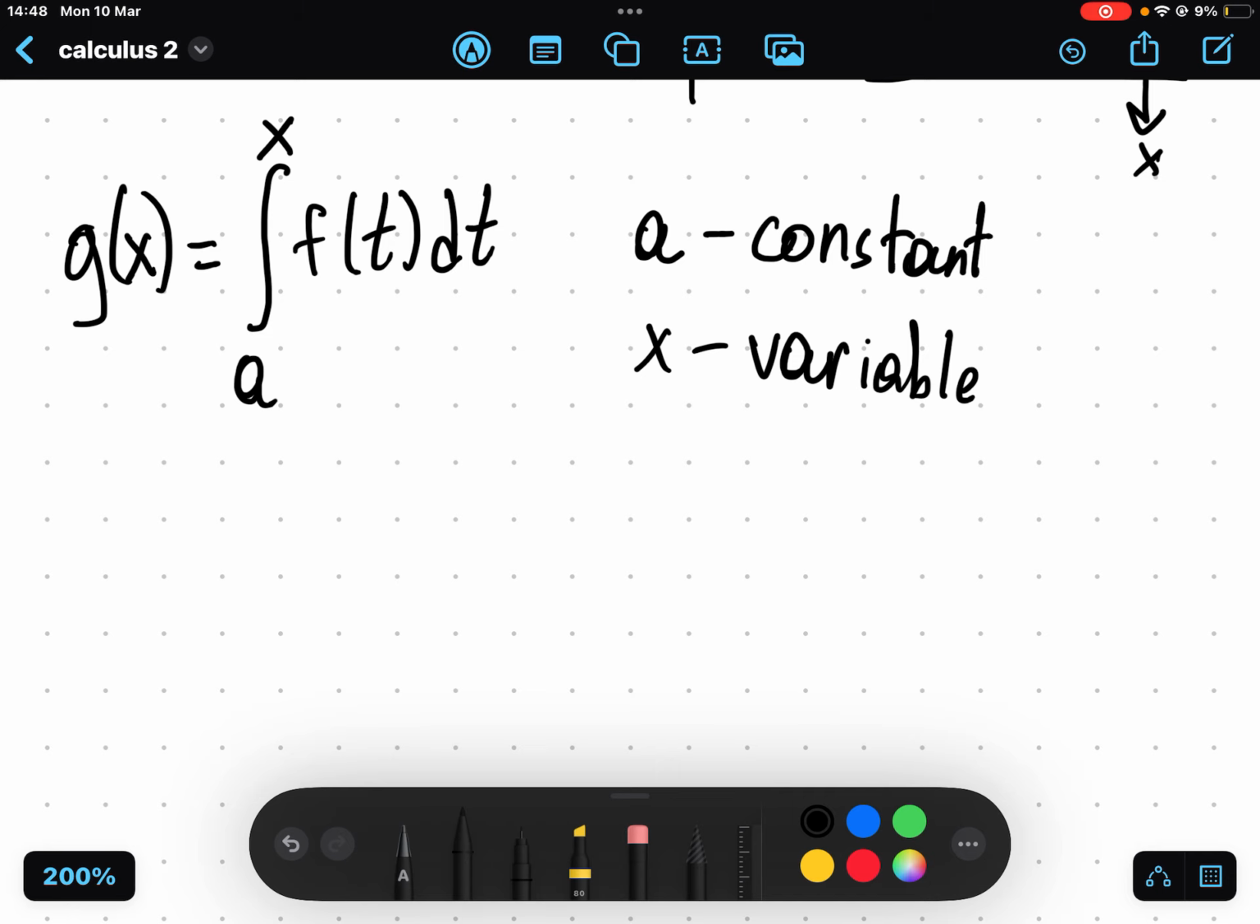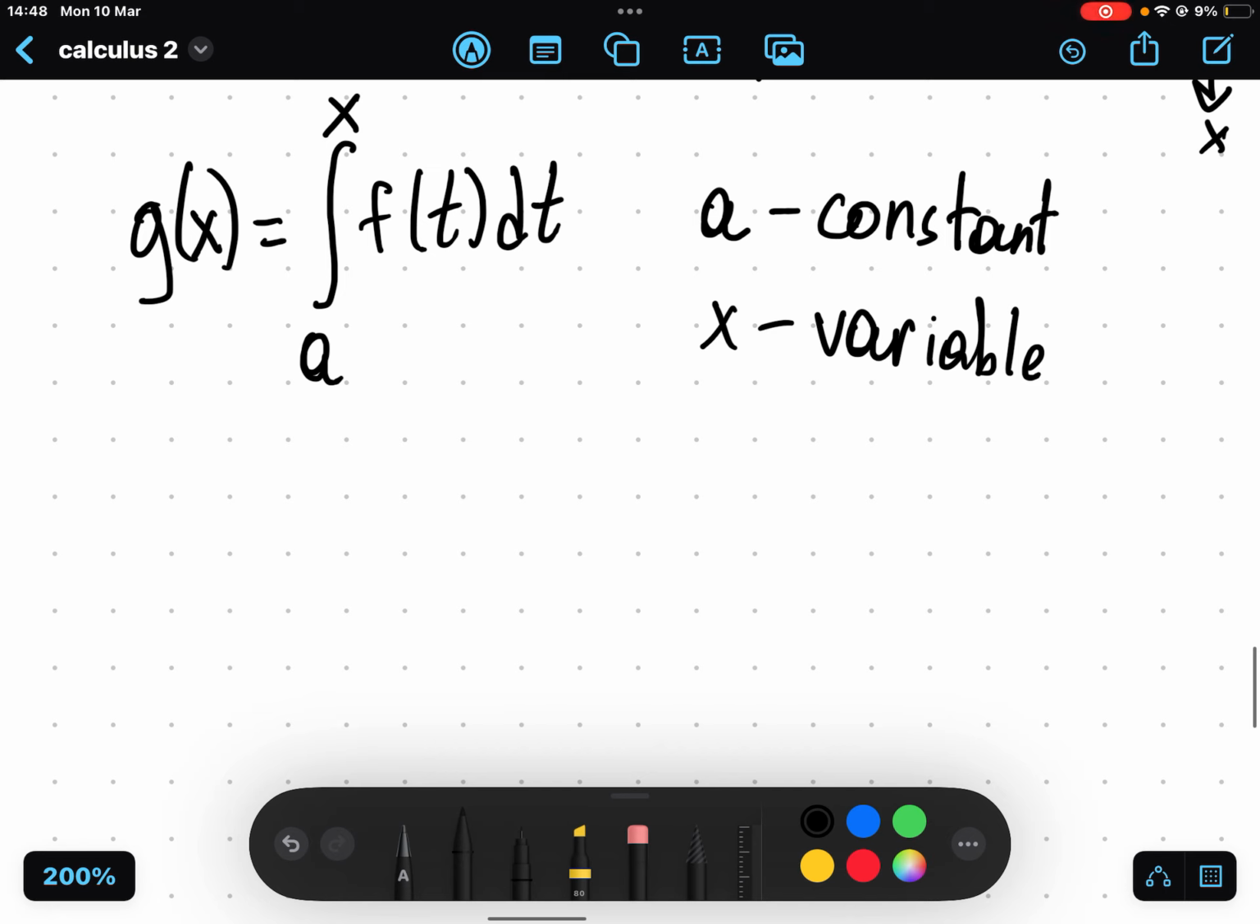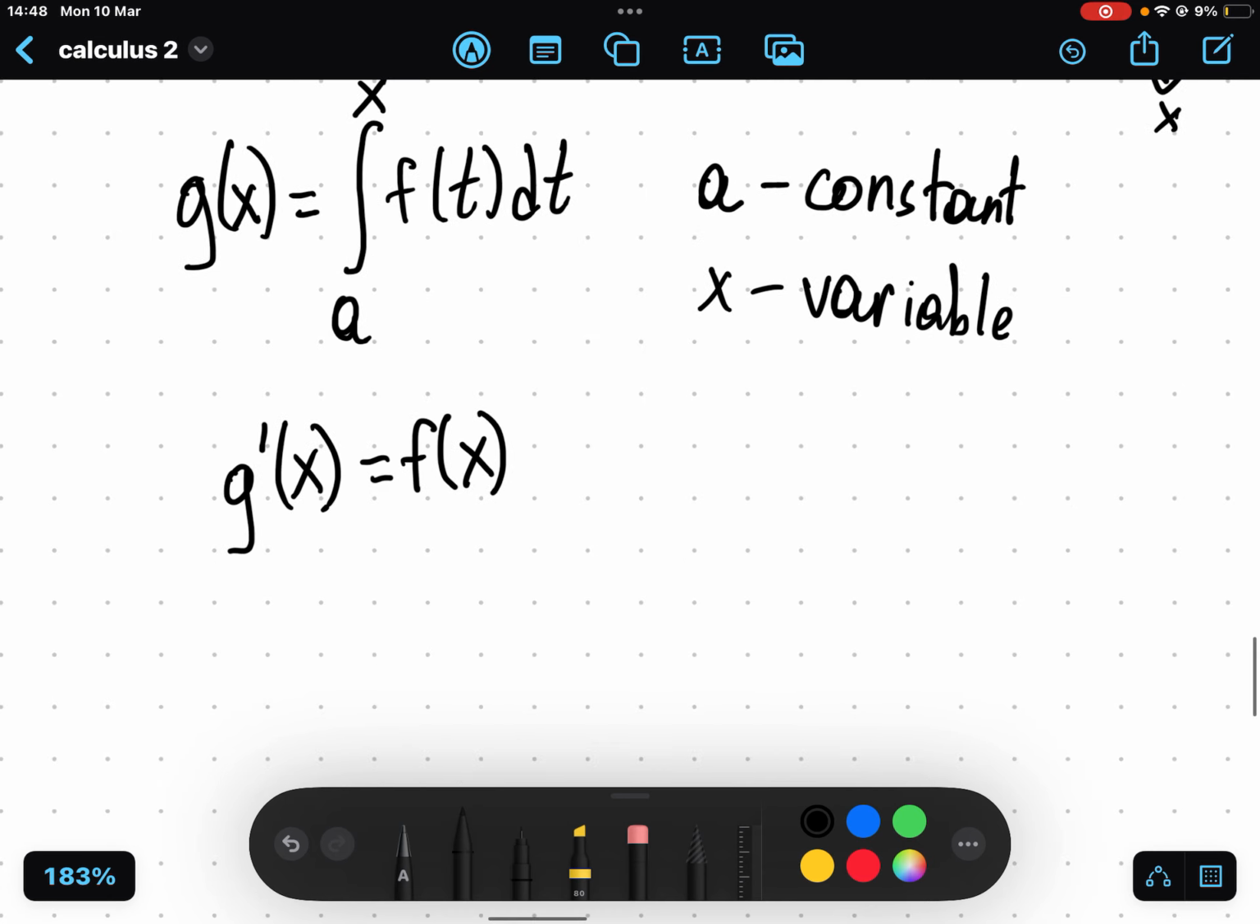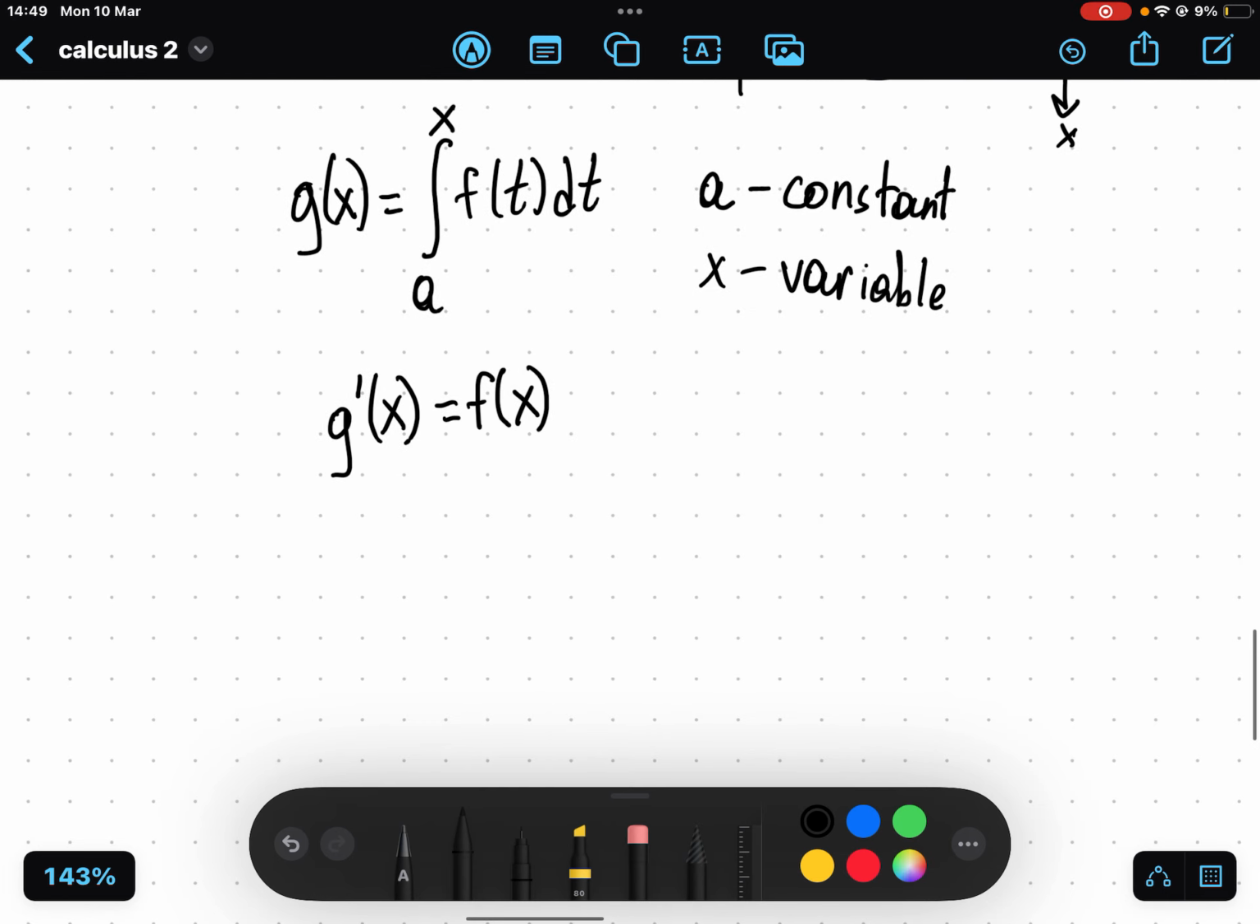So now, the fundamental theorem of calculus says that if we differentiate g of x, we will get just f of x. So we will just return to the function that we started with, okay? So how does this work? Let me draw this whole idea on a graph.